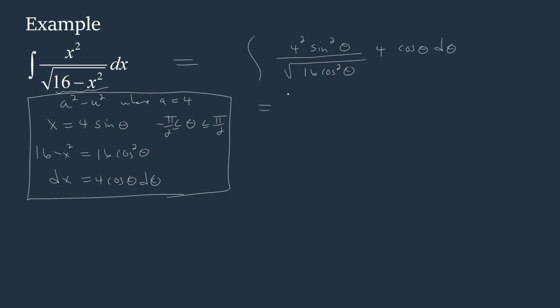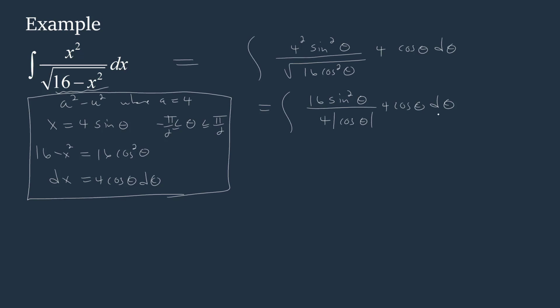That would then simplify to be the antiderivative of, I'd have a 16 sine squared of theta all over a 4 absolute value of a cosine of theta. Don't forget, the square root of a square does not cancel, it gives you an absolute value. And then you have 4 times cosine of theta d theta. But because of the angle range I'm using, that's from negative pi over 2 to pi over 2.